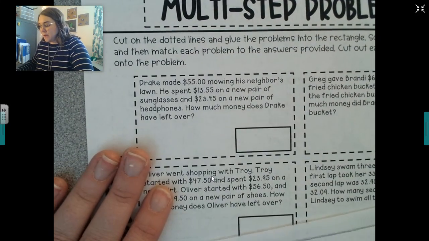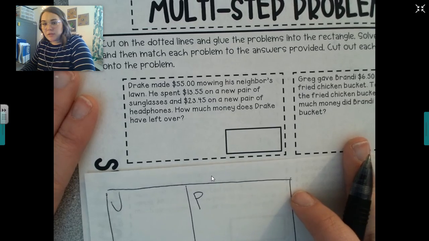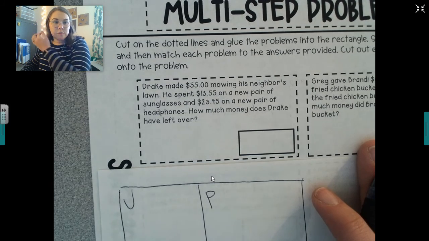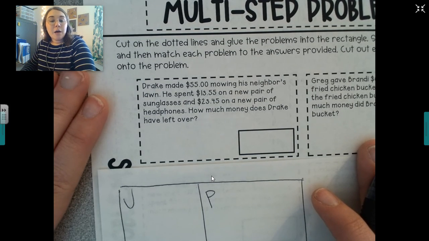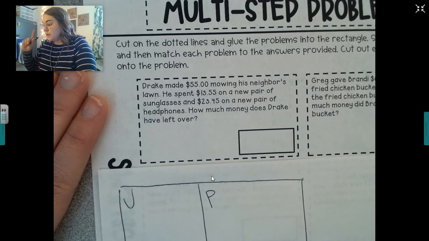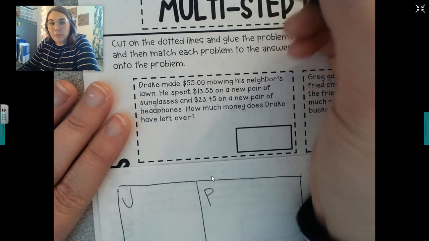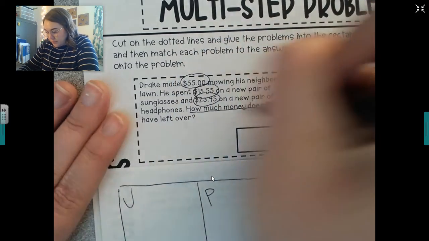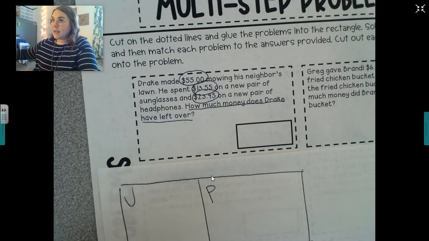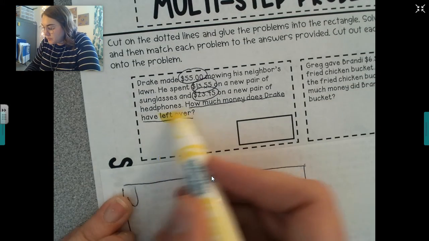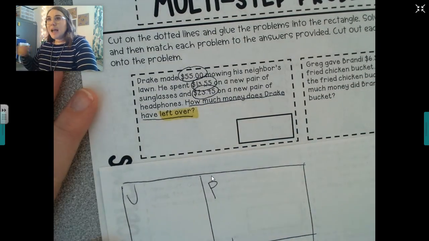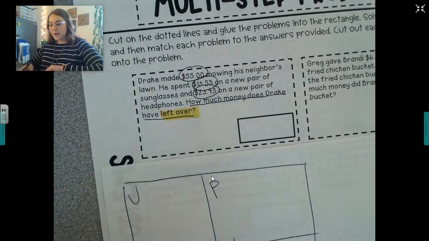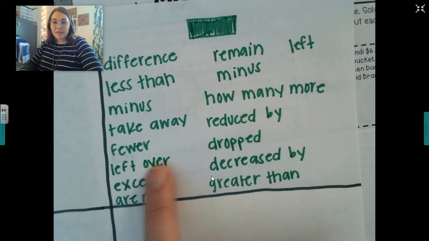Drake made $55 mowing his neighbor's lawn. He spent $13.55 on a new pair of sunglasses and $23.45 on a new pair of headphones. How much money does Drake have left over? First things first, I'm going to understand the problem. What is it asking me? First, I'm going to circle the numbers. I'm going to underline the question. I noticed something, so I'm going to highlight this. You don't have to, but I noticed something. Left over shows me that I am going to be subtracting. How much does he have left over?